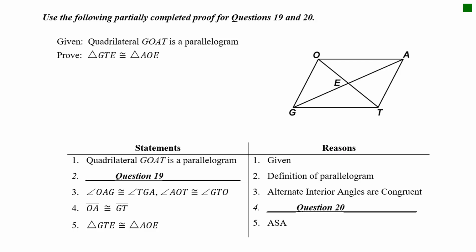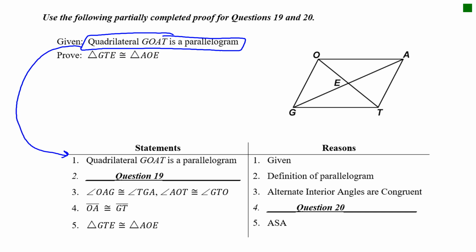Use the following partially completed proof for questions 19 and 20. We just need to fill in the blanks for 19 and 20. We're going to start the proof from the very beginning and work through it. We always start a proof with what's given, so we're given that quadrilateral GOAT is a parallelogram. Remember, quadrilateral just means a four-sided figure. So that's what we would put as statement number 1, and our reason would be because it's given.